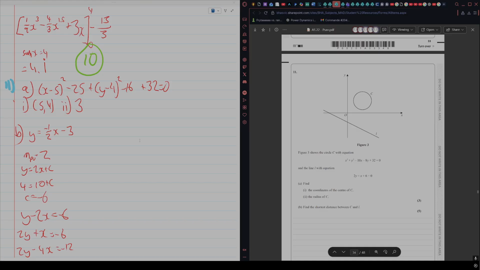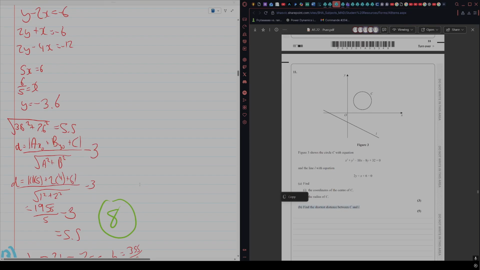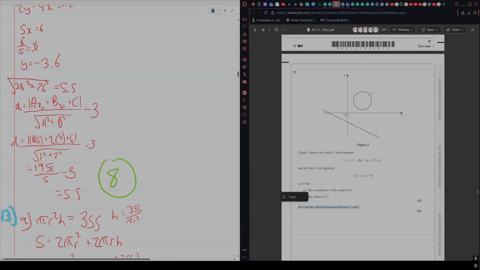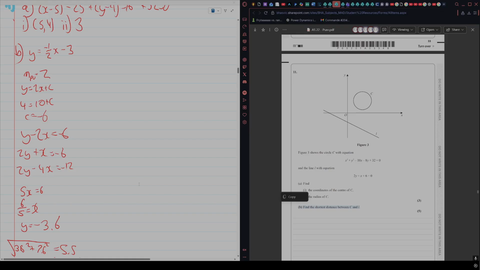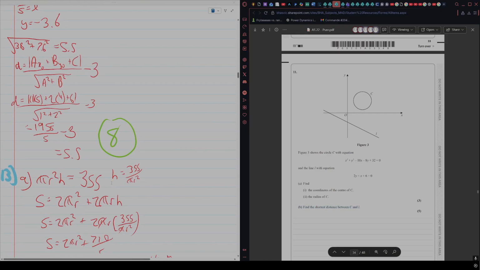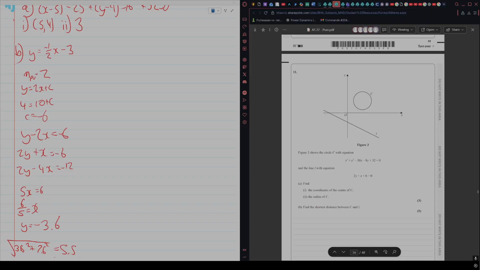So what I did is, firstly I rearranged this line to just give me what the line actually was, and then I found the perpendicular. What you do is you say the shortest distance between C and L is just the perpendicular of L to the radius minus the radius. So it's like from here to the center, then you use the center to find the equation of the line.